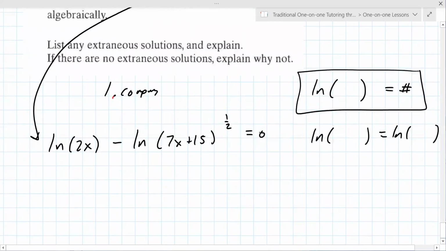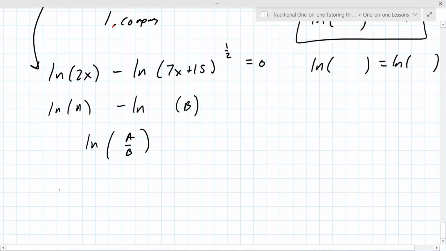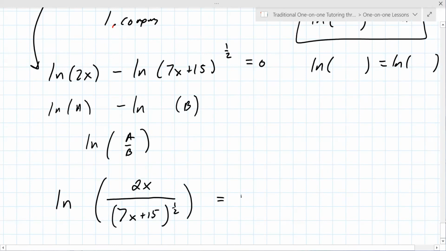equals 0. Now, we know that the natural log of a minus the natural log of b becomes the natural log of a over b, and that's what we're going to use here in this problem. It's going to become the natural log of 2x over 7x plus 15 to the 1/2 power equals 0.